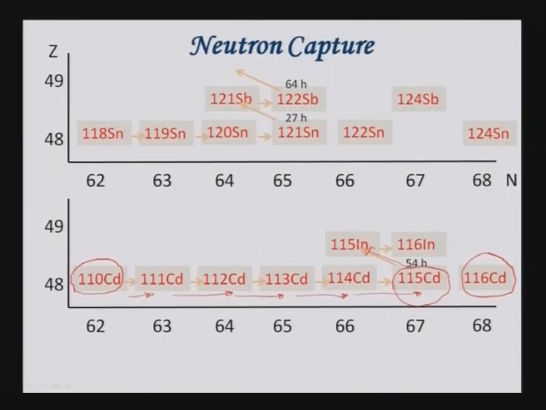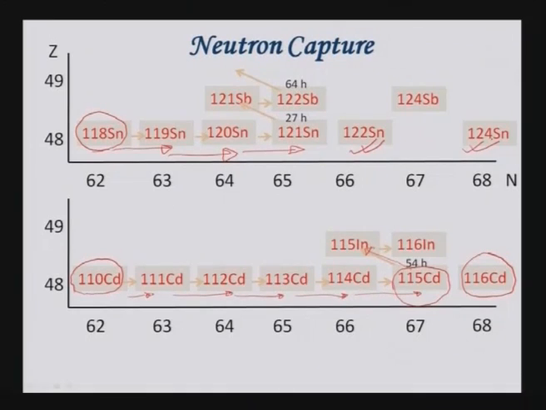Similarly, you can see about tin. If you start with 118 tin, it will go to 119 tin, 120 tin, and 121 tin is radioactive, beta minus active, already too many neutrons. So, one of the neutrons will decay with a lifetime of 27 hours to 121 antimony, but we do have 122 tin, 124 tin, we do have these isotopes available.